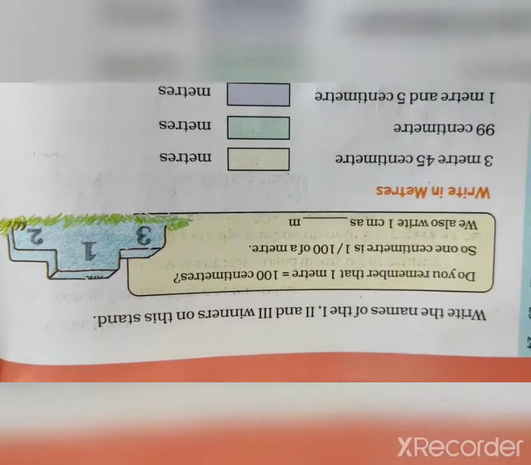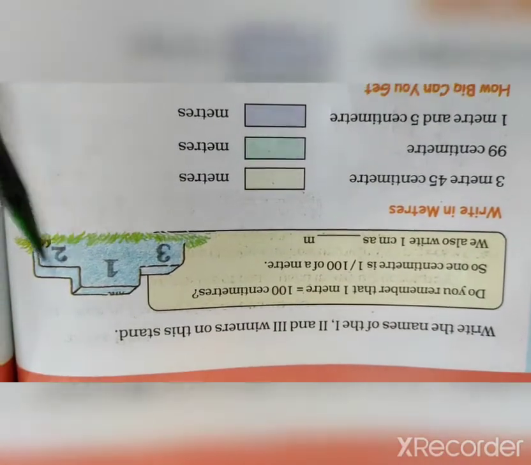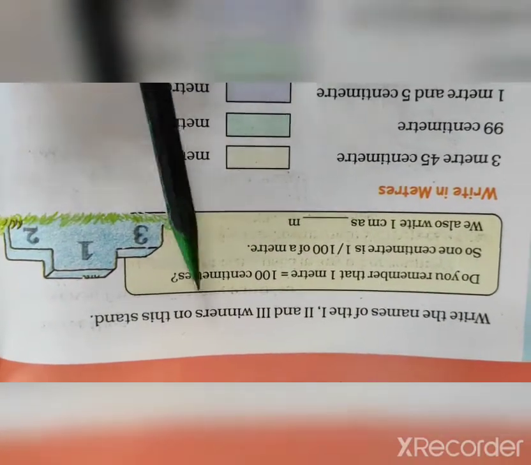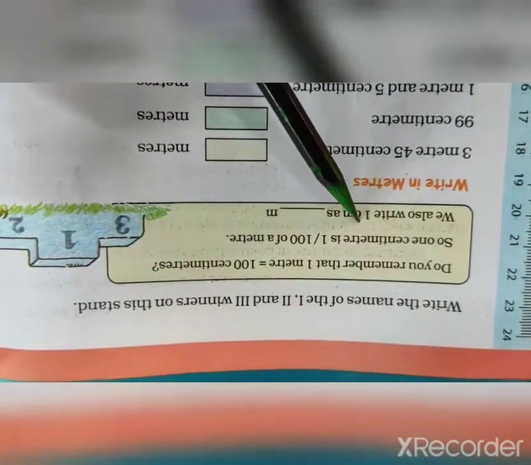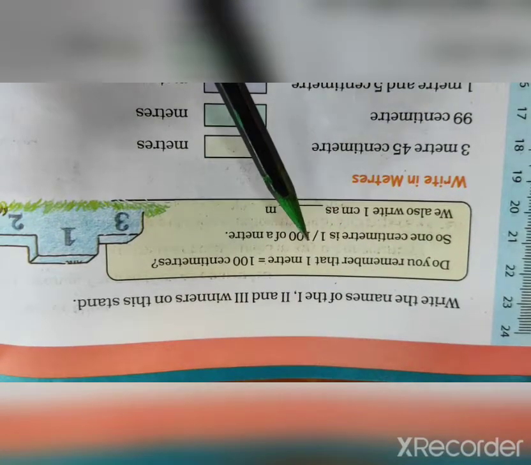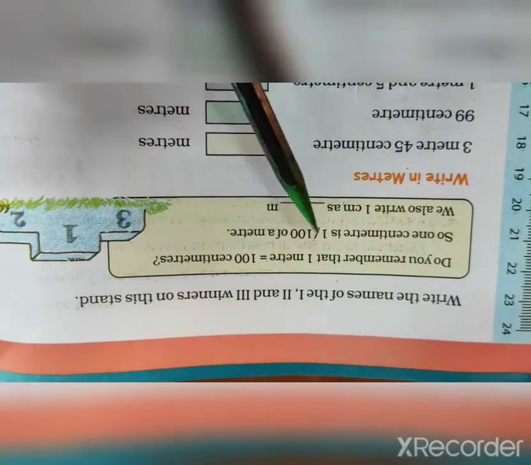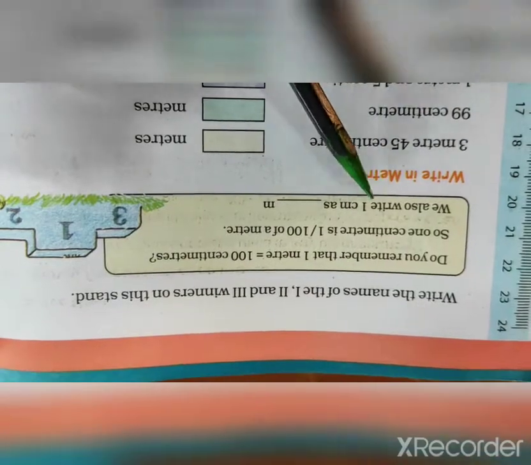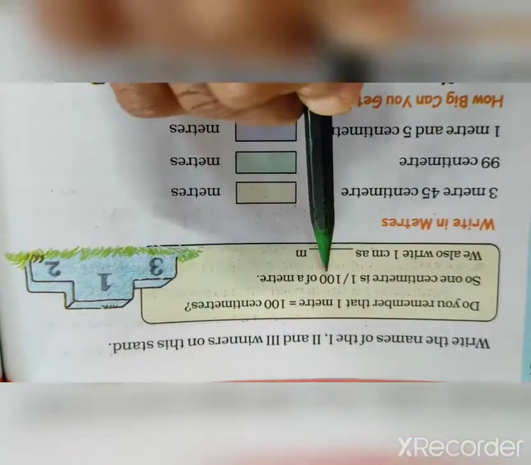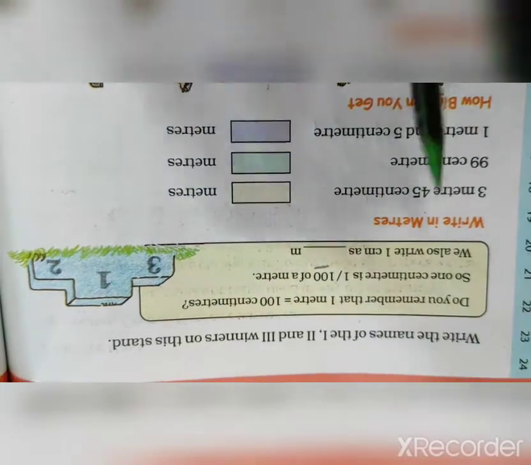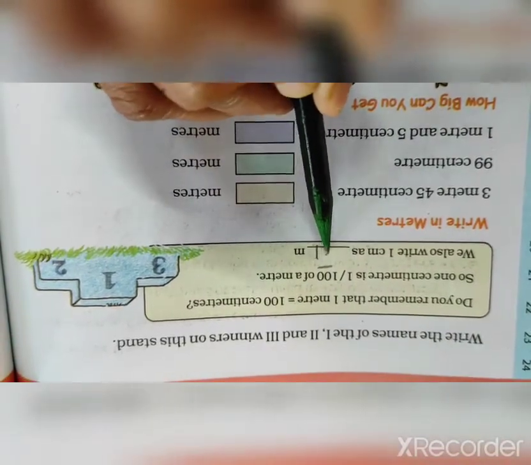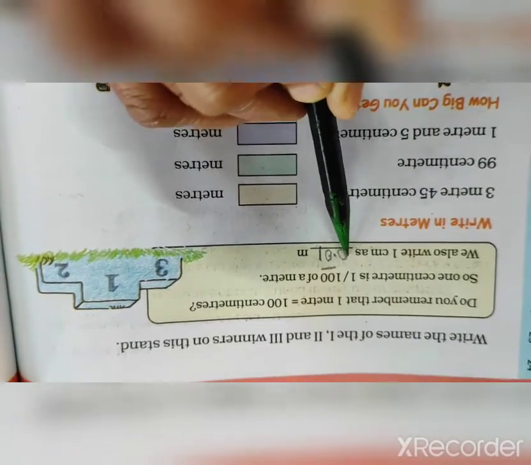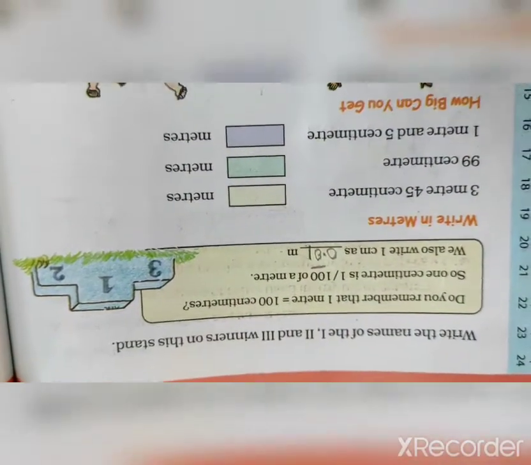Now write the names of the first, second and third winners on this stand. Okay, we'll write the name here. Do you remember that 1 meter equals 100 centimeter? Yes. So 1 centimeter is equal to 1 upon 100 of a meter. That means 1 part out of 100. We also write 1 centimeter as 0.01 meter. In the denominator 2 zeros are there, so 1 and 1 more 0.